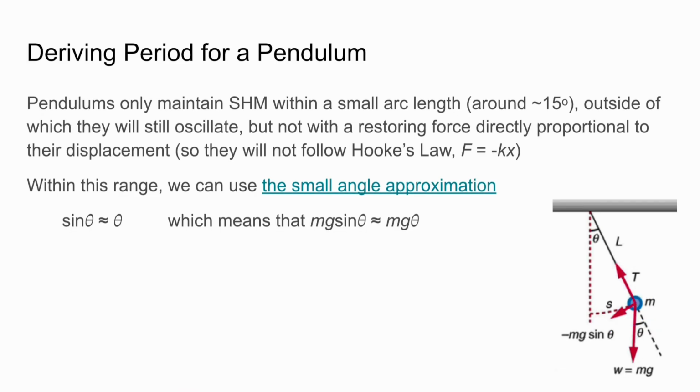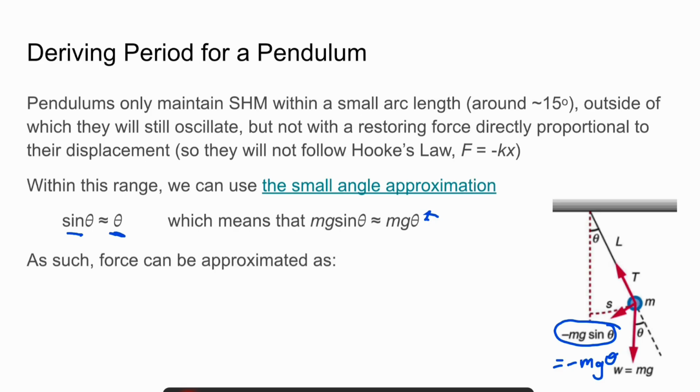And what this tells us is that the sine of an angle is approximately equal to that angle in radians, which means that our mg sine theta equals about mg theta, again, if we're expressing theta in terms of radians. So this should be about equal to negative mg theta. And so we can approximate that force as approximately negative mg theta.